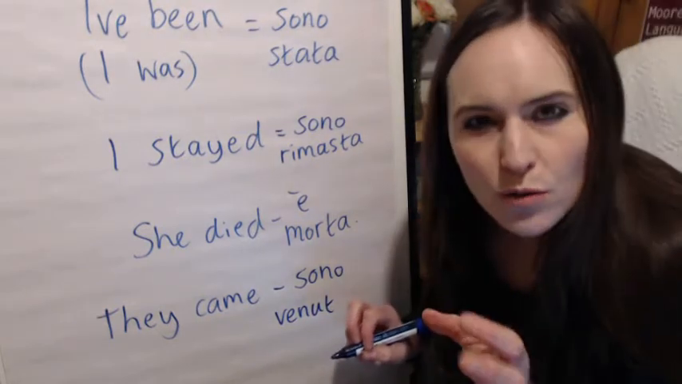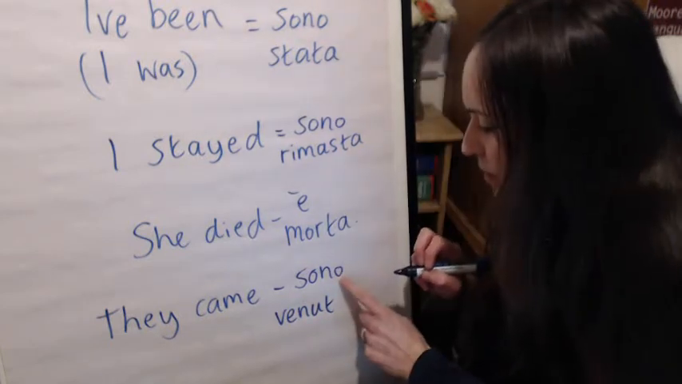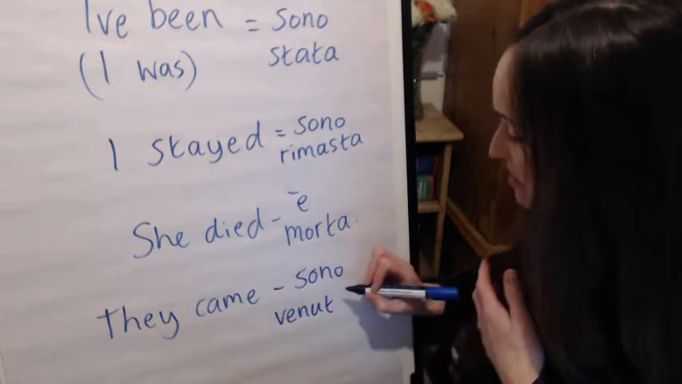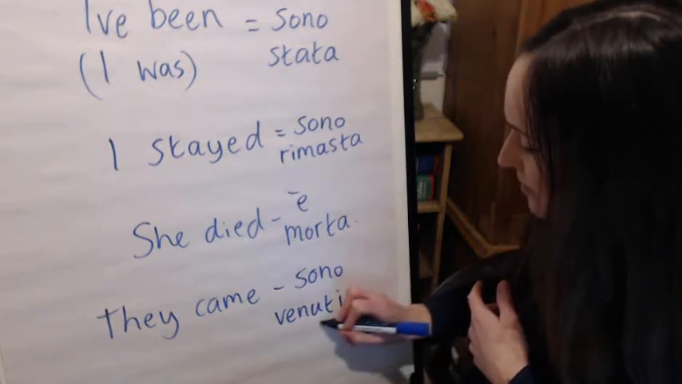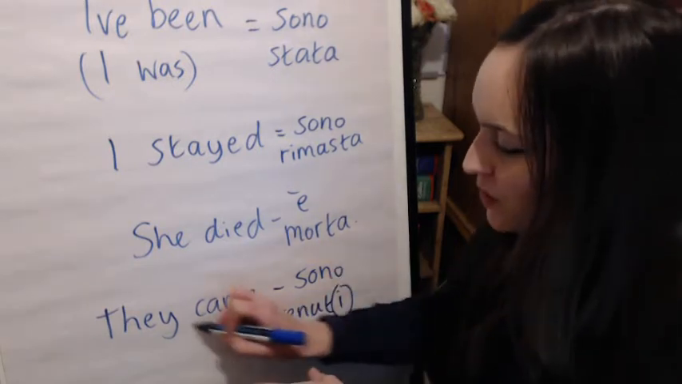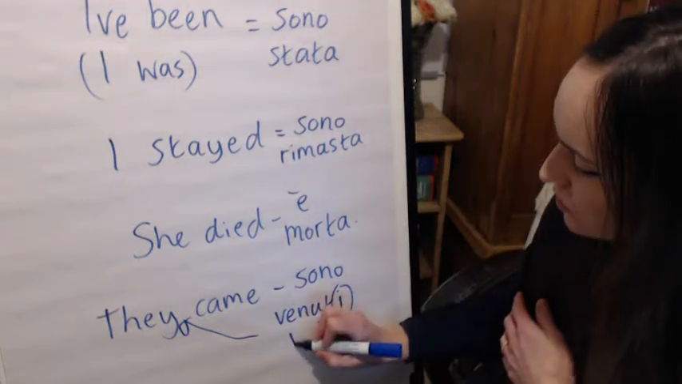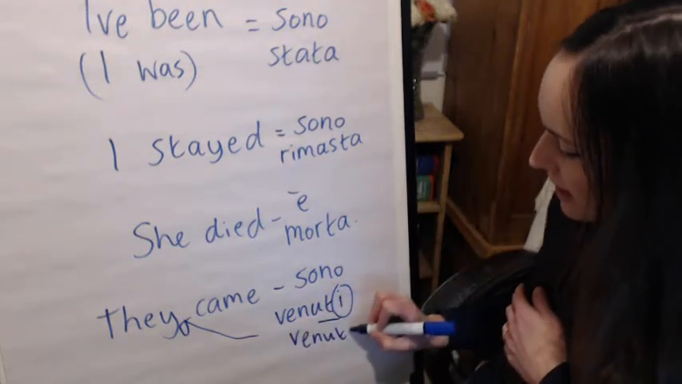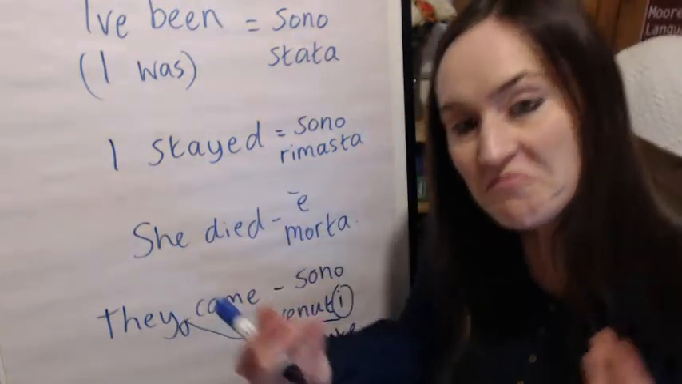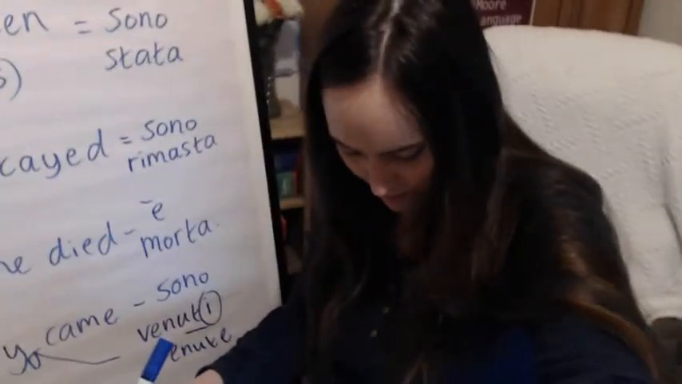It's not venuto. Why isn't it venuto? Because we're talking about they, remember, not I. And we can make it masculine, yeah, let's make it masculine. Sono venuti. So that i tells me that the sono refers to they. And if it was a load of ladies, sono venute. Le ragazze sono venute qui stamattina. You can make it as flowery as you like.